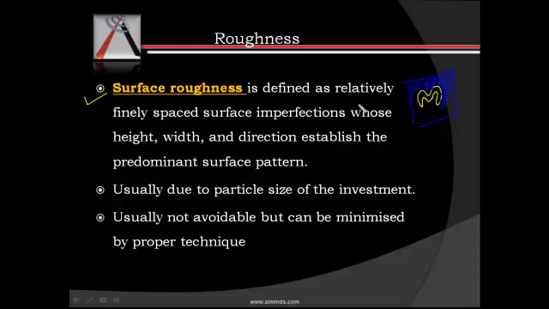So it's simple. Roughness is a relatively finely spaced surface imperfection, and they establish a predominant surface pattern. That means it is seen throughout the surface of the casting, and usually it is due to the particle size of the investment. Since it is the particle size of the investment, we cannot do much technically to avoid it, but it can be minimized if we use a proper technique, proper mixing of the investment and proper handling of the investment, of course.